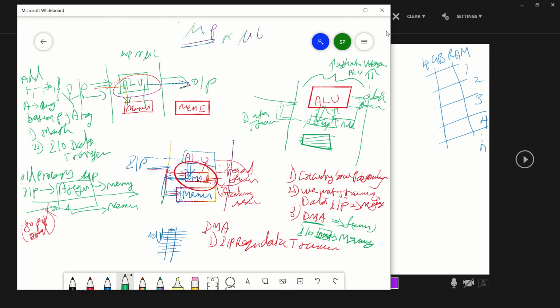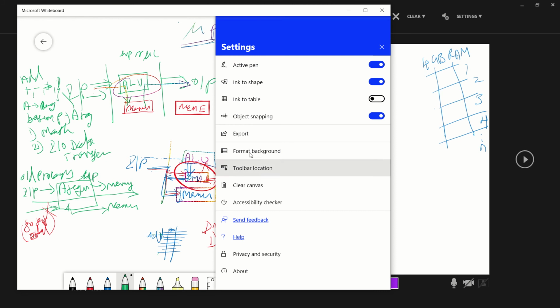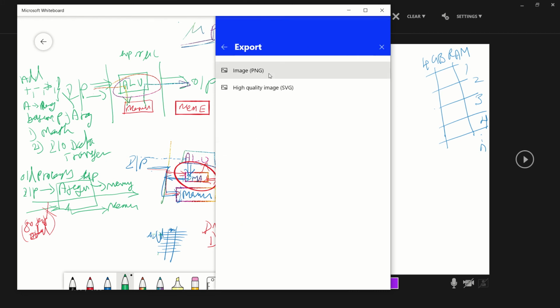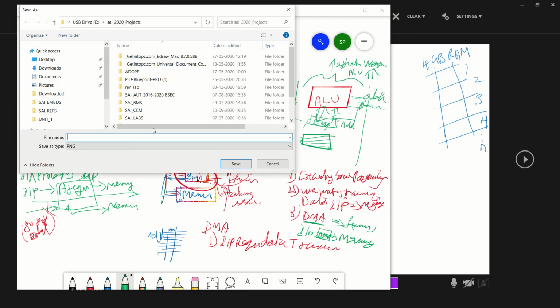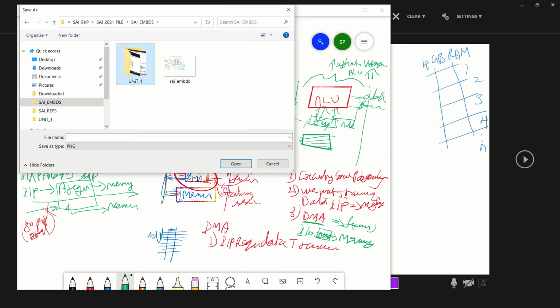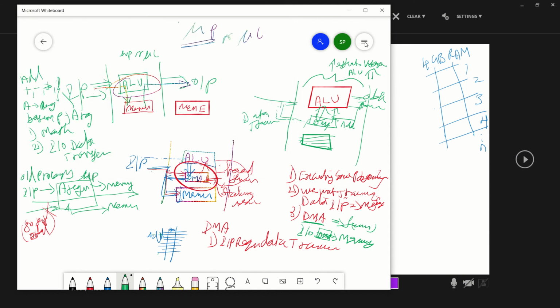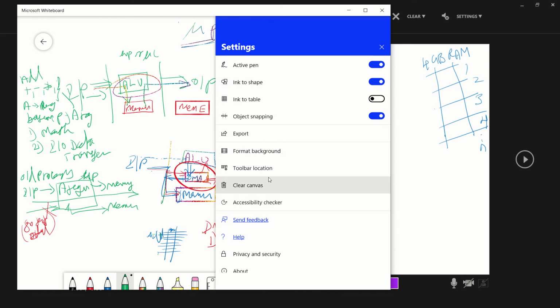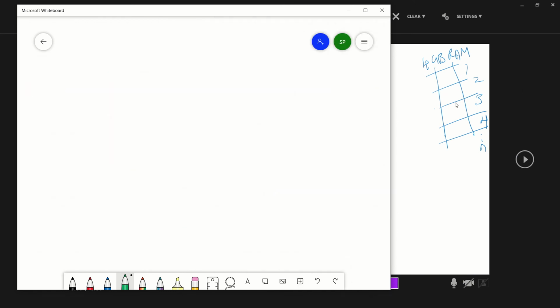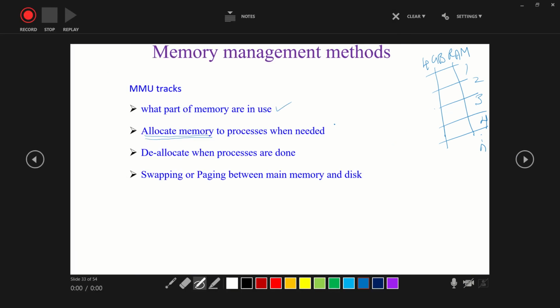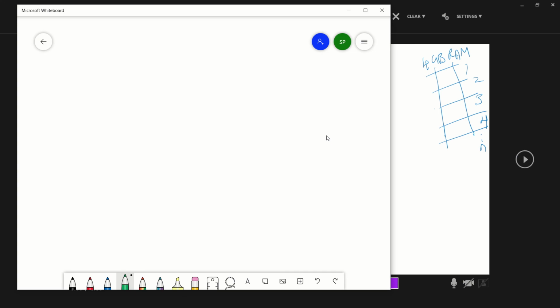First of all, I am going to export the image, embedded unit 1, then save. Now clear the canvas. So that is allocation of the memory.